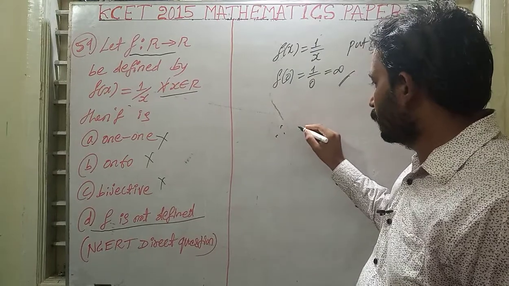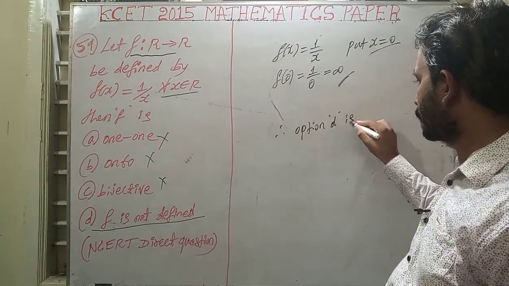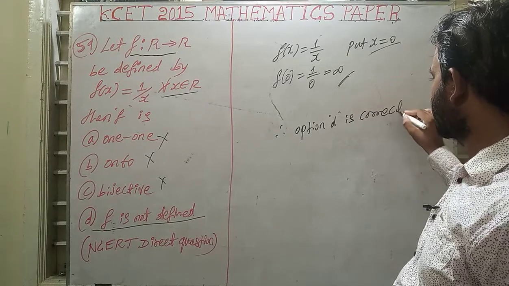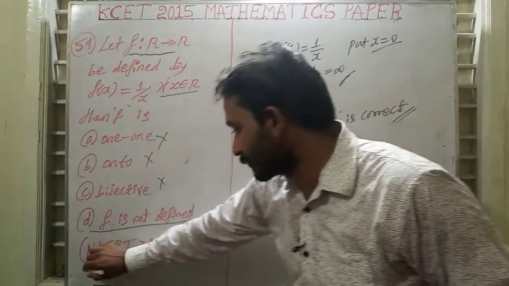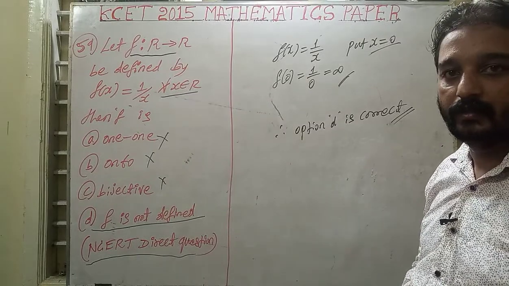Therefore option D is correct. So this is an easy question, an NCERT direct question. All the students solve this question easily. So take down.